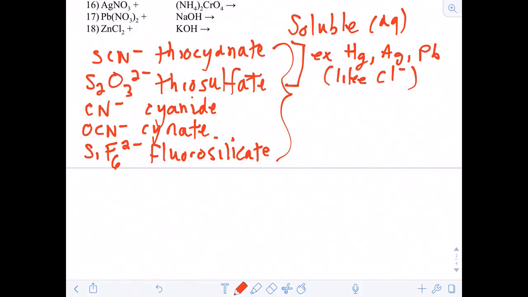All right, and then this one, the fluorosilicates, the only exceptions are group 1 metals, which is a fairly common exception. You guys probably have seen that a lot, right? At this point, you realize the group 1 metals, they're very soluble. If they're bonded to anything, it tends to make it soluble. So group 1 metals and barium.